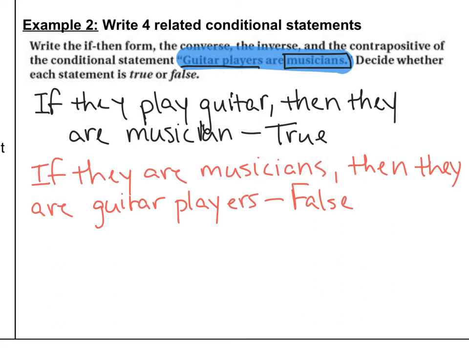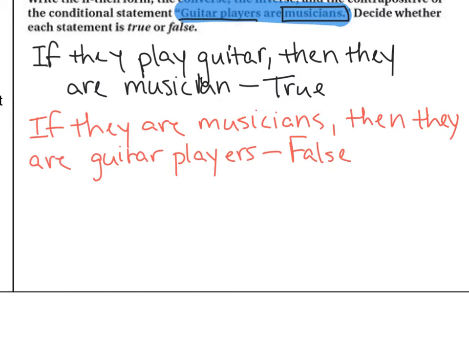Okay? Then let's write the contrapositive. I'm sorry. Then let's write the inverse. Let me back up here. Sorry, probably a little confused here, so let me just make sure I clear up here. This is our if-then statement. This is the converse, and then we are going to write the inverse. So again, if-then, converse, and then we're going to write the inverse.